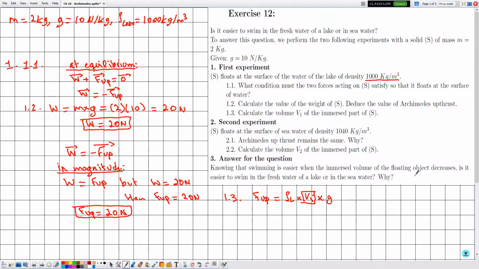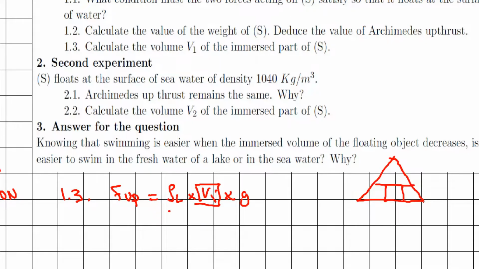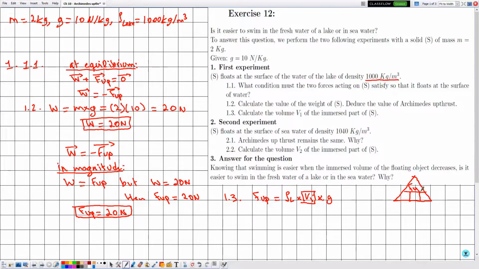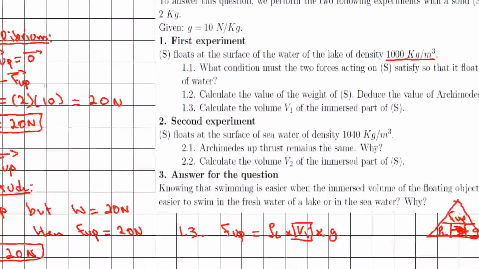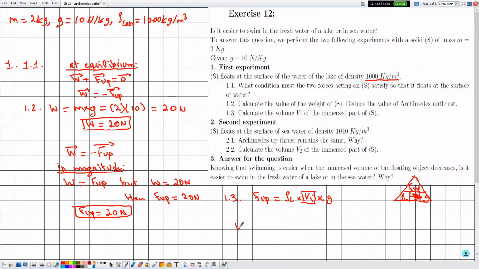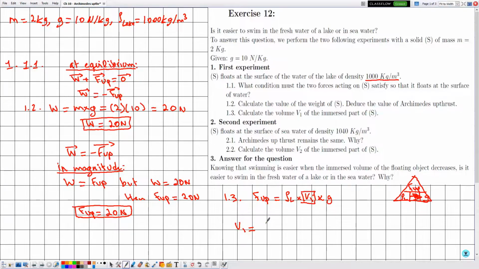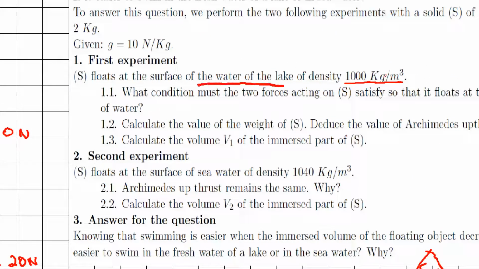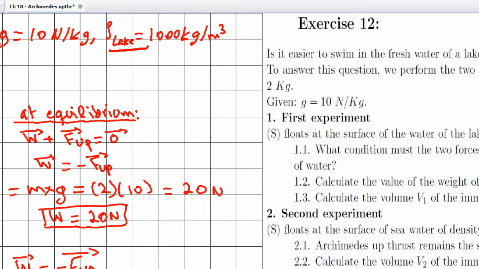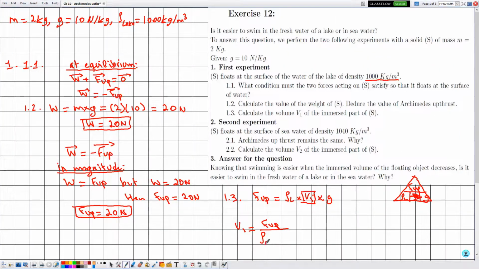So constructing the triangle of this formula, because we have multiplication, F upthrust will be at the top, and rho L, Vi and g at the bottom. We are interested in determining Vi, which is denoted by V1. Then V1 is given by the magnitude of F upthrust divided by the density of the liquid, and here the liquid is the water of the lake, denoted by rho lake, multiplied by the value of g.